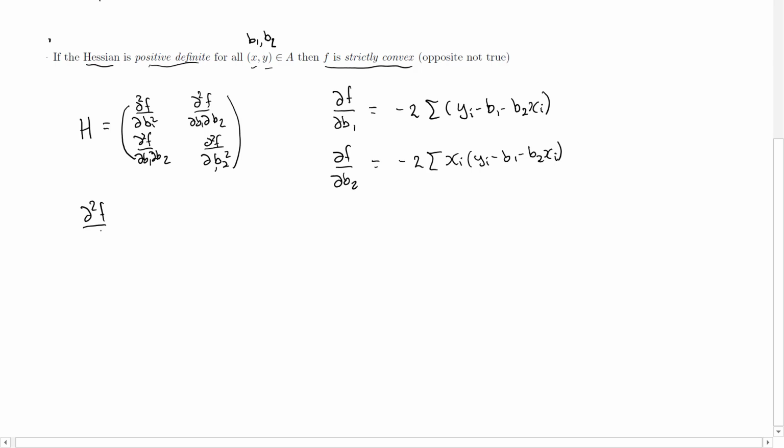So let's do the second partial with respect to b1 twice. Define the second-order derivative of f with respect to b1 twice. All I need to do is differentiate this expression with respect to b1. I can move the derivative inside the sum as before. So I'll write it as -2 times the derivative with respect to b1 of this expression.